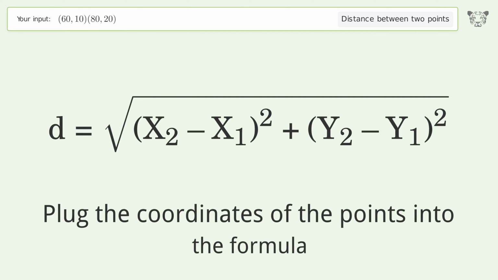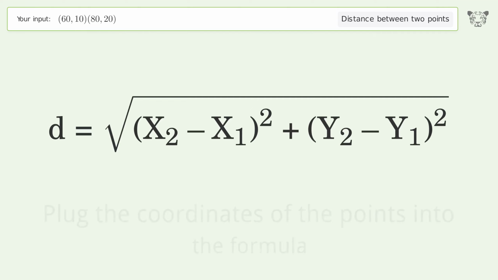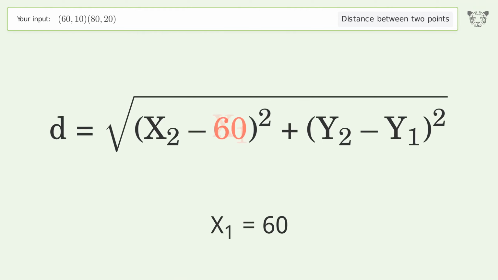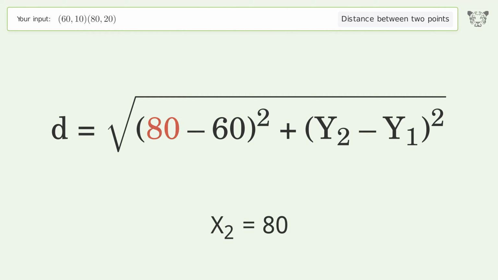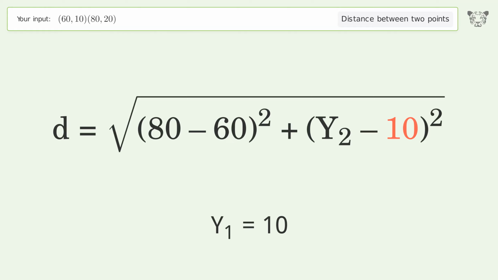Plug the coordinates of the points into the formula. x1 equals 60. x2 equals 80. y1 equals 10. y2 equals 20.